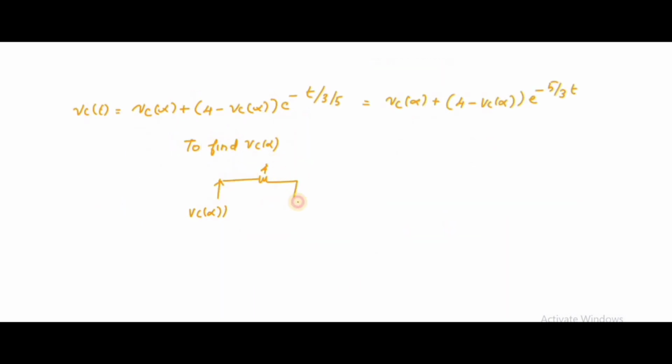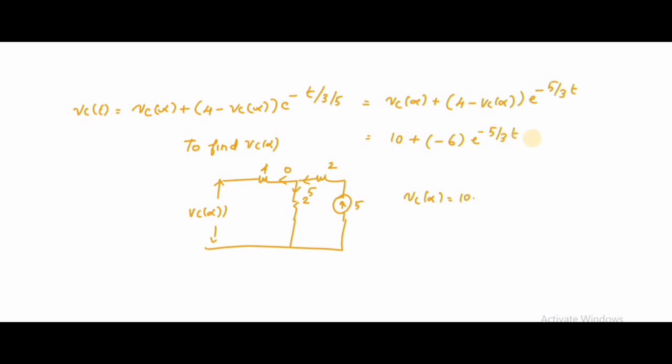So the current will flow only when the circuit is closed. Here you can see for the 4 ohm resistor, there is no current flow. So the entire current will flow only through the 2 ohm resistors. The voltage across this 2 ohm is 10 volt. That is nothing but Vc of infinity. Okay, so you substitute in this formula: 10 plus 4 minus 10, that is minus 6 e power minus 5 divided by 3 into t. On solving, we get the answer as 10 minus 6 e power minus 5 divided by 3 of t. That is nothing but Vc of t.